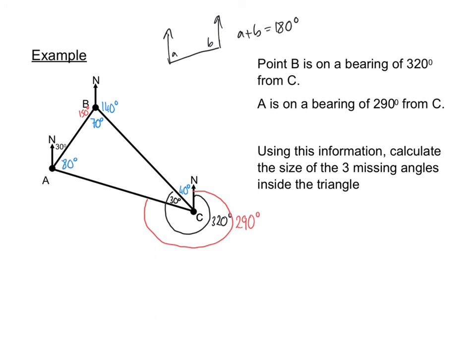Now that was what the question asked me to do. It said find the size of the three missing angles inside the triangle. So that's 80, 70 and 30. And again, when we go on to do this with trigonometry, that's what we're going to need. We're going to need the internal angles of the triangle.